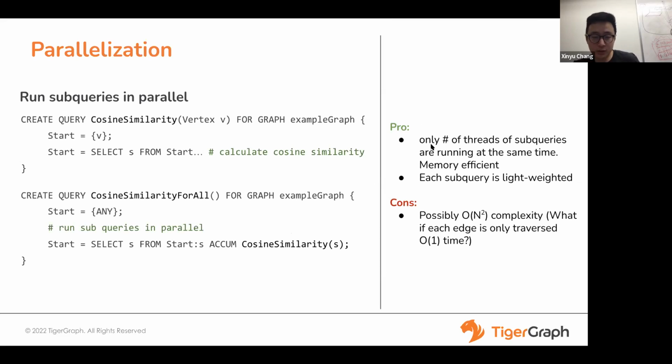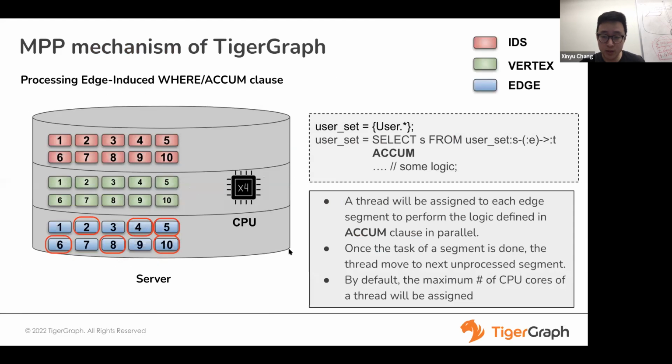The pro of writing a query this way is that only a number-of-threads worth of subqueries are running at the same time. So that is very memory efficient. Let's think about this: why are only a number-of-threads worth of subqueries running at the same time? I think the answer is because it's under ACCUM, right? And as I mentioned, when we run ACCUM, we assign a thread to each segment at the same time, right?